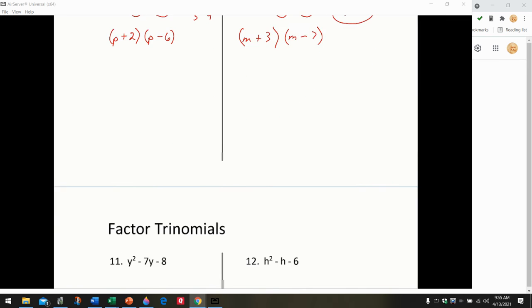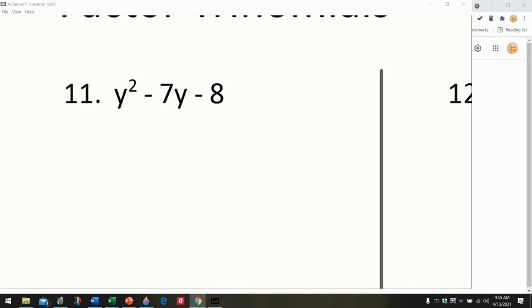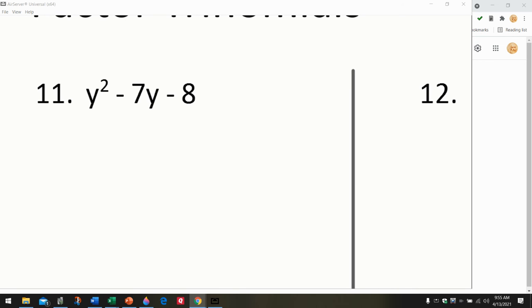So we're going to complete 2 more of these. These are the same as the last ones we did. You can see we have 2 negatives. So when we have 2 negatives, we know that the outcome, one will be positive, one will be negative. And from there, we can write our factors of 8. 1 and 8, 2 and 4.